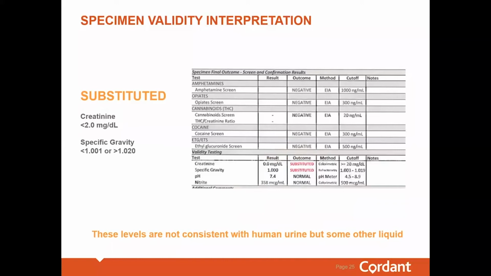Here's a sample that was substituted with some other liquid than urine. The creatinine and specific gravity are out of normal human range. These values are consistent with what water might look like: a pH of 7.4, neutral, with no creatinine and a specific gravity of 1.